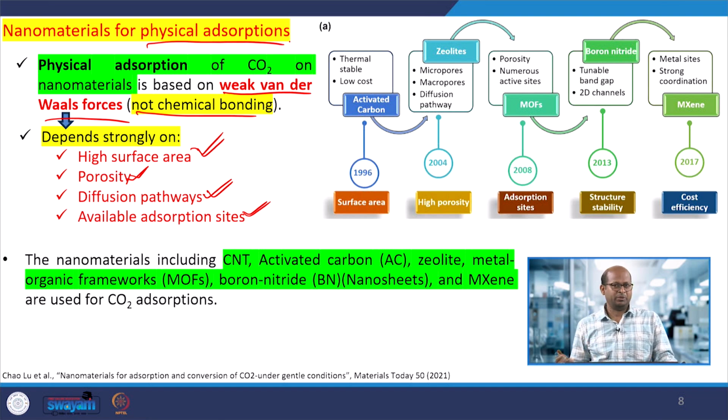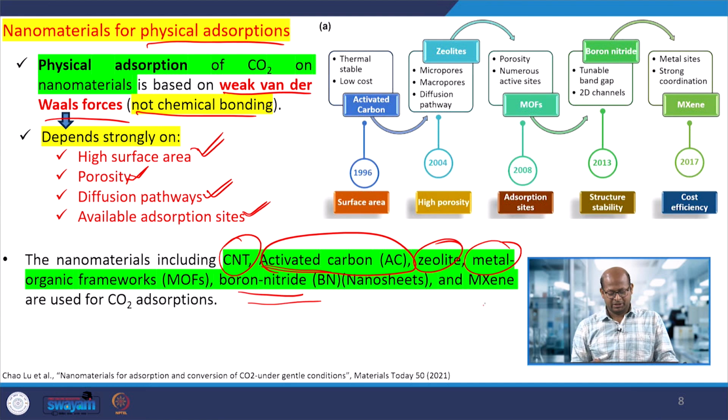So directly nanomaterials or functionalized nanomaterials we can use. Here, for example CNT, a few examples I am showing: activated carbons, zeolites, metal organic frameworks, boron nitrides or MXenes. These are the various useful nanomaterials that we can prepare by particular methods, and then those materials we can use for capturing CO2.